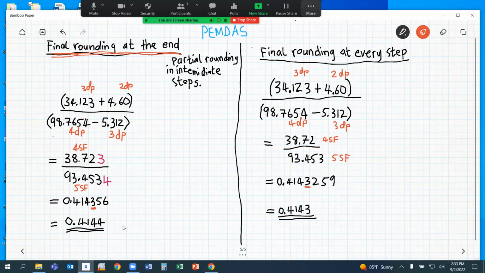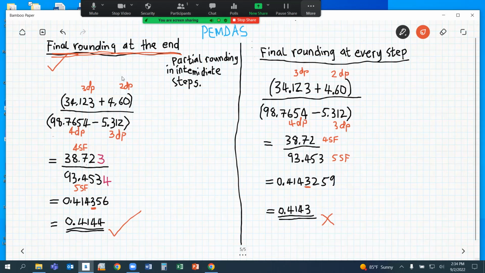Now you see that it is slightly different from the first answer that we got. The correct answer is 0.4144. That is the correct answer, and this other answer is not correct. The difference here is just slight. I have seen a problem where if you apply rounding at every step, you can have a difference in the answer of up to 1 whole number. So it can even be more serious.